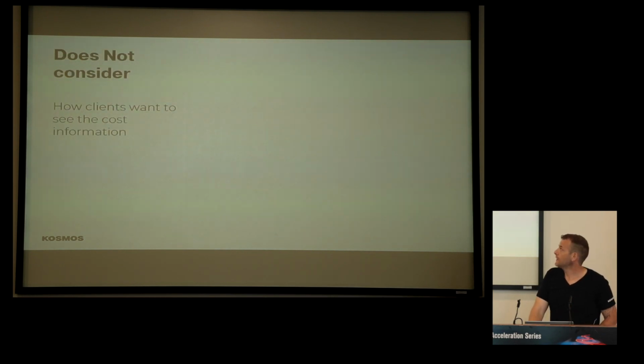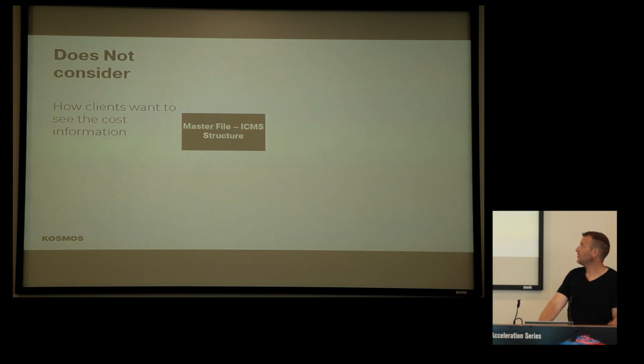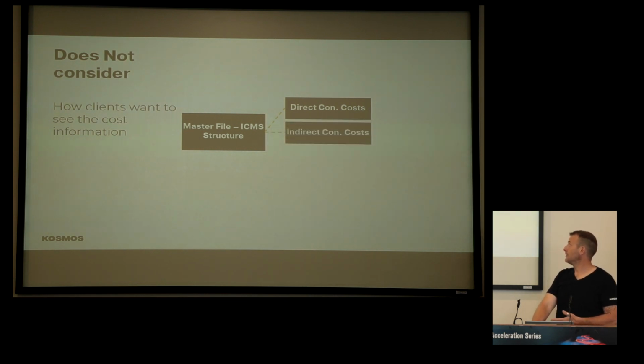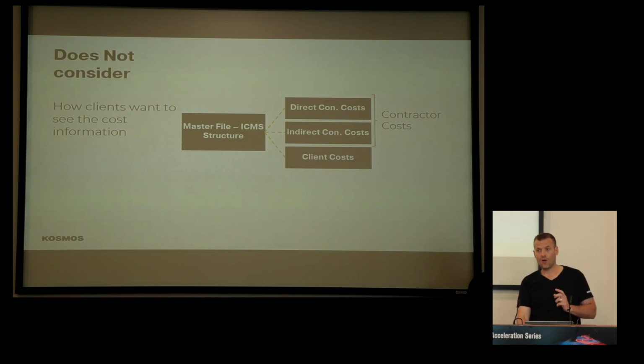And ICMS doesn't actually allow you to report to your client in the way the client wants. So you're going to have to change the standard depending on your clients. I mean, you're going to have to map it. ICMS doesn't clearly define direct construction works. It doesn't clearly define indirect construction works or client costs. Our clients like to look at the cost breakdown of their projects in this way: direct, indirect, with contractor costs and their client costs underneath. ICMS doesn't define that. So we have altered the standard slightly, and I mentioned the last day, once you change a standard, it's not a standard anymore, right?